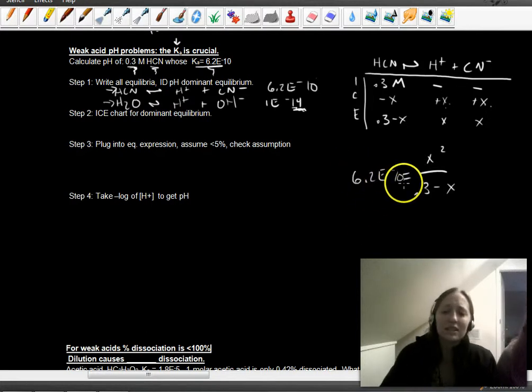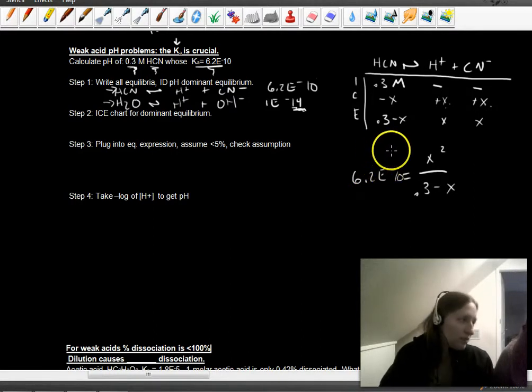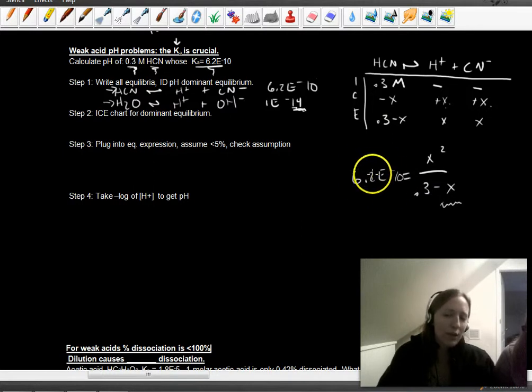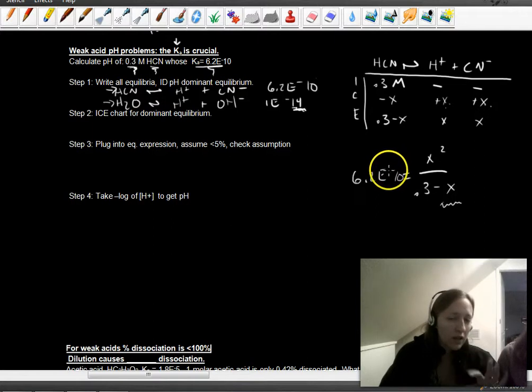And what's nice is your Kas are all small. And so we learned back in the equilibrium unit that typically you can ditch this type of x if this number is smaller than about e to the negative 5. And they usually are. And there have been a couple examples where it's like e to the negative 4, and I've kind of wondered, oh, can I get away with this?